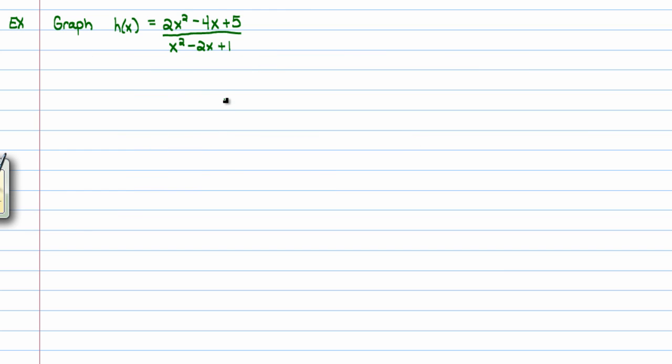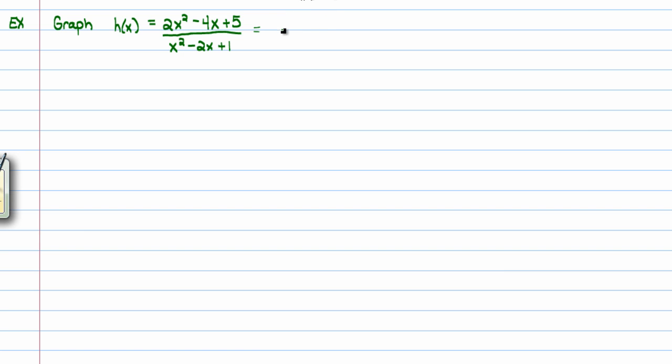So here we go. Let's graph h of x equals 2x squared minus 4x plus 5 divided by x squared minus 2x plus 1. First thing I'm going to do is factor. As I try to factor that numerator, I find out immediately that there's no two numbers that multiply to 5 such that I can make a combination of like 2x times 5 plus 1 times x that will add to a negative 4. There's no two numbers that I can see. So I'll go ahead and erase this factorization.